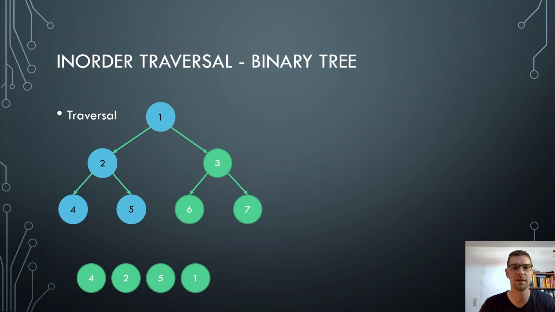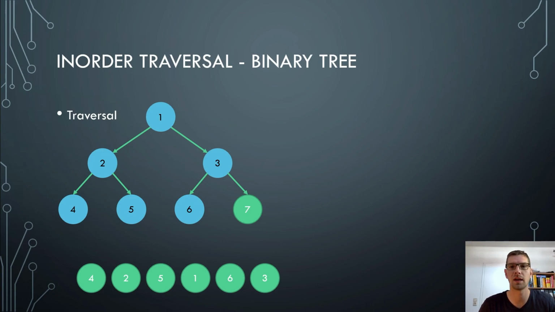There we have 3, 6 and 7. So we go to the 3, and the 3 has a left subtree. That is the 6, so we go to the 6. The 6 is a leaf node, so we can print our 6. Then we go back to the root node of this subtree, and that is 3. So we go in there, and we can print our 3.